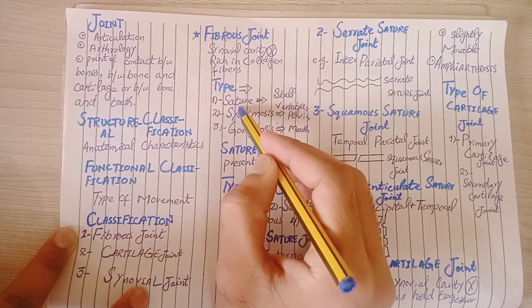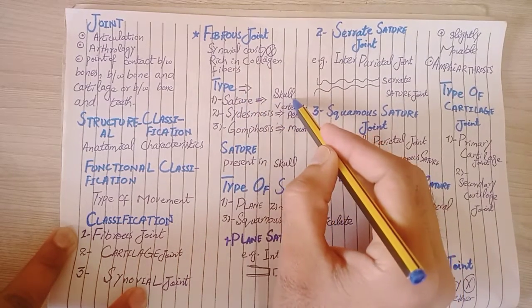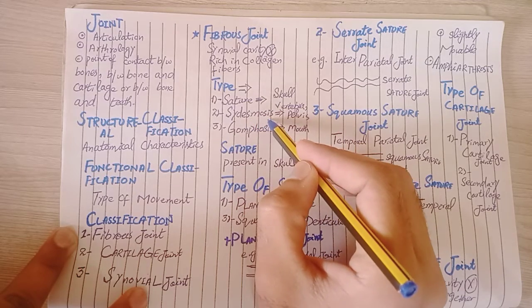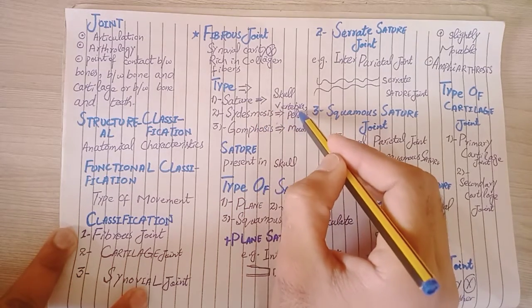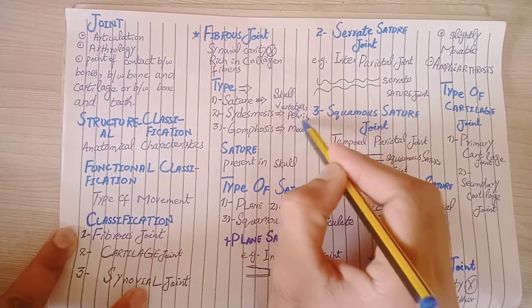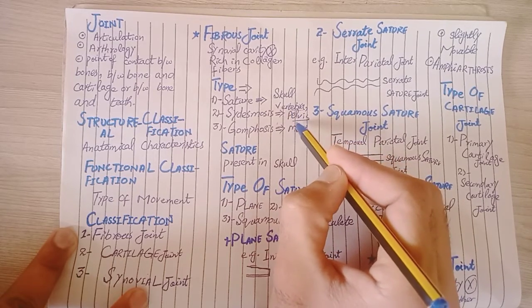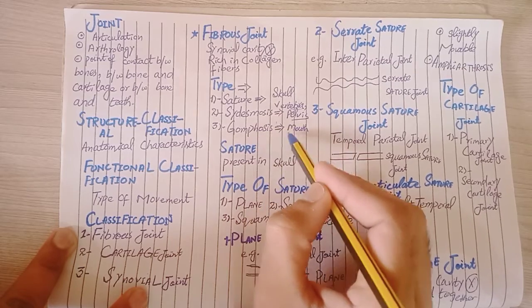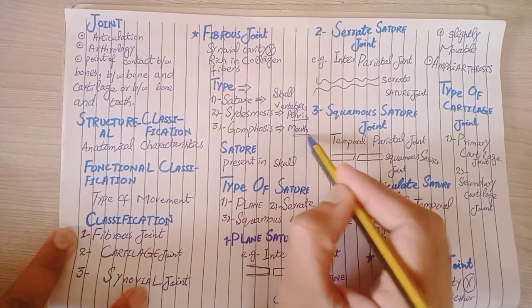There are three types of fibrous joint. The first type is suture, present in the skull. The second type is syndesmosis, present in the vertebra and pelvis. The third type of fibrous joint is gomphosis, present only in the mouth.